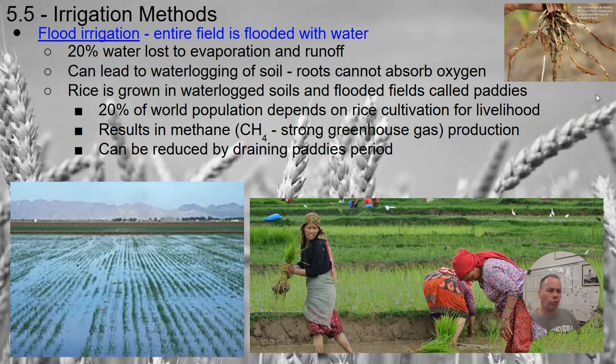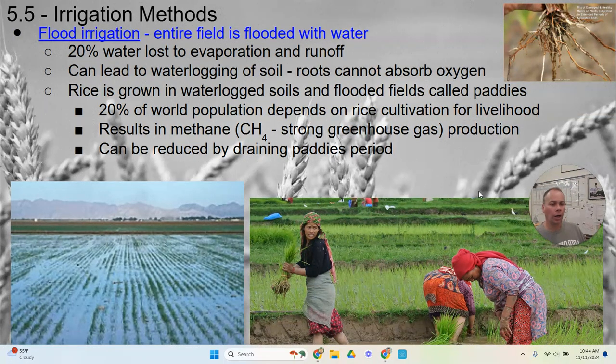And so rice is a really important crop. 20% of the world depends on rice for their livelihood. And the growing of rice actually releases a large amount of methane into the atmosphere. Methane is a potent greenhouse gas. But there are methods of flooding and draining these rice paddies that can significantly reduce the amount of carbon that's being emitted from these fields. And so updating our agricultural practices in the growth of rice can be one way of reducing some of the greenhouse gases that agriculture is responsible for.